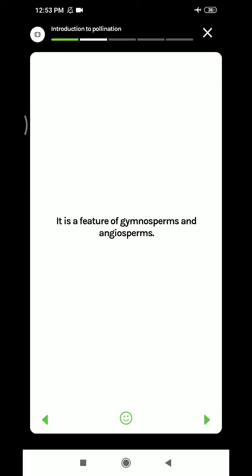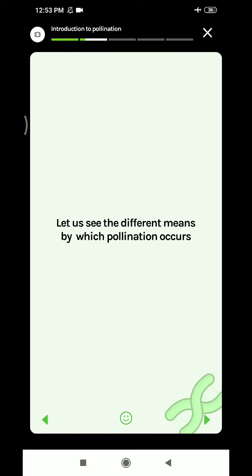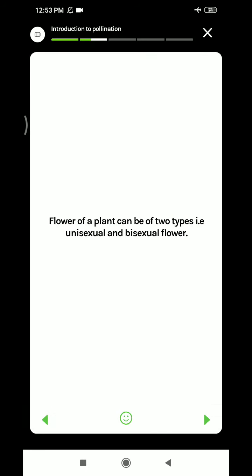We will read some features of gymnosperms and angiosperms. So pollination can be done by various means. Even animals help plants in this process. Let us see the different means by which pollination occurs.